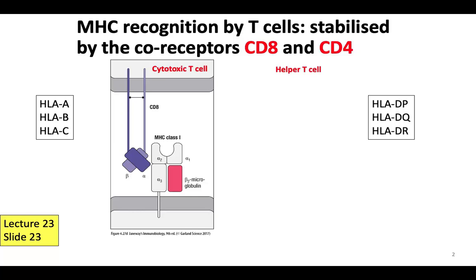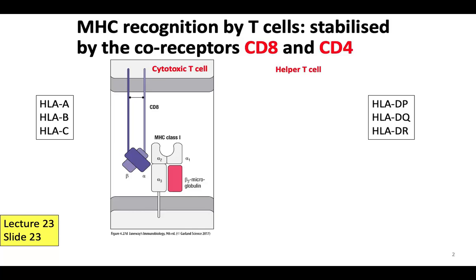There are three genes that encode the alpha chain of MHC class 1. These are the HLA-A, HLA-B, and HLA-C genes. All of these are located on chromosome 6. Please remember, the beta 2 microglobulin or B2M gene is located on chromosome 15.